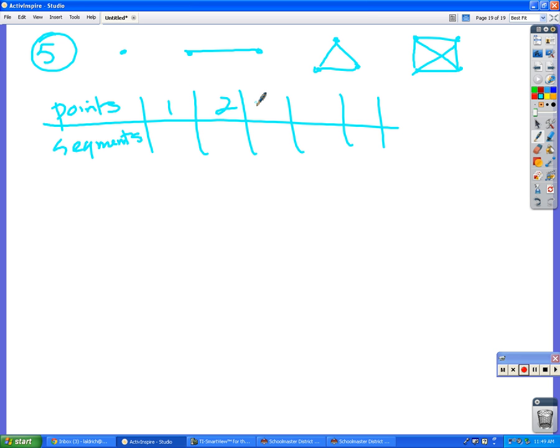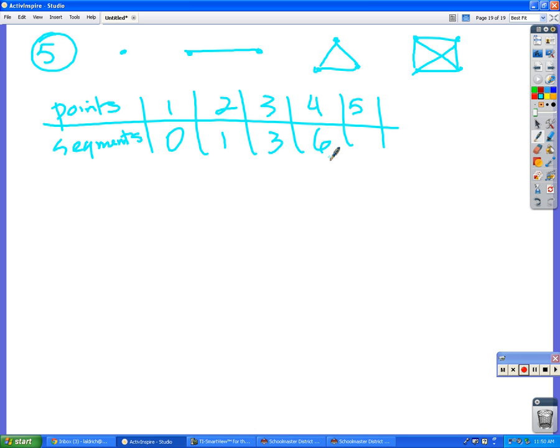So 1, 2, 3, 4, 5. How many segments do we get with 1 point? 0. How many do we get with 2 points? 1. How many do we get with 3? And 4 is 1, 2, 3, 4 on the outside, and 2 in the middle makes 6. So we're going up by 1, up by 2, up by 3.